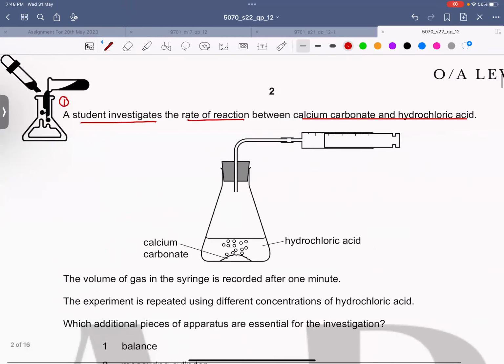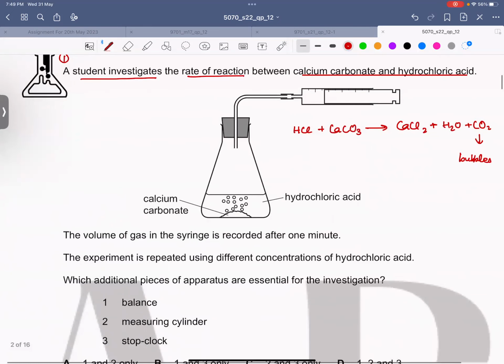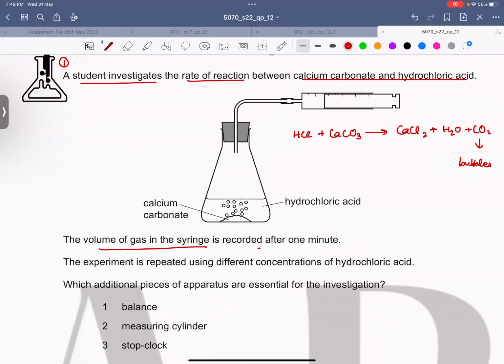If you remember this reaction, whenever hydrochloric acid and calcium carbonate react, you get calcium chloride, water, and carbon dioxide gas, and due to that carbon dioxide gas, bubbles and effervescence would be observed. The volume of gas in the syringe is recorded after 1 minute. The experiment is repeated using different concentrations of hydrochloric acid. Which additional piece of apparatus is essential for this investigation?